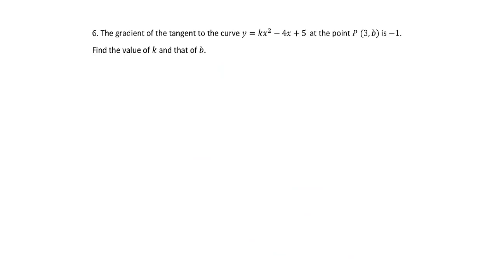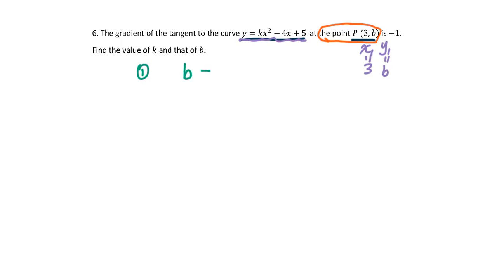Now let's go to number 6. The gradient of a tangent to the curve at this point is negative 1. Find the value of k and that of b. Whenever you see the point is on the curve, you just know that you need to plug in. This will be your x1, here's y1. x1 is 3, y1 is b. We plug into the original function. That will be the first equation you will get.